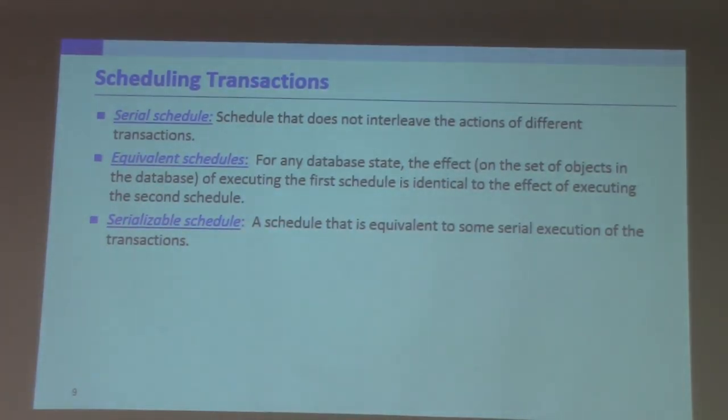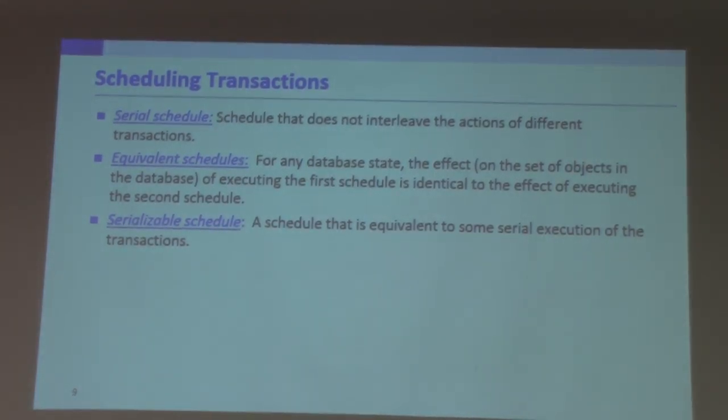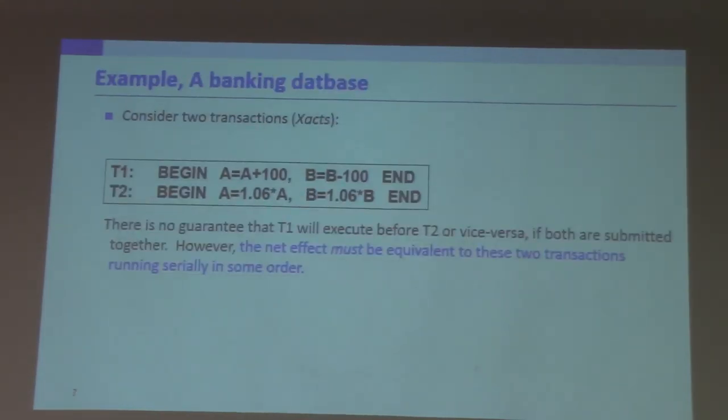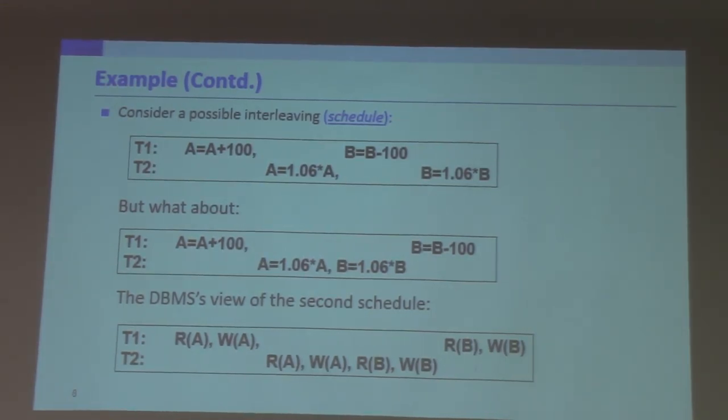With these two concepts in hand, we can introduce the final concept that's really important to our discussion, which is what we call serializable schedule. A serializable schedule is a schedule that is equivalent to some serial schedule. That's the definition of serializable schedule. That means that the first one on top is a serializable schedule. Why? Because it is equivalent to one of your serial schedules. So it's a serializable schedule.